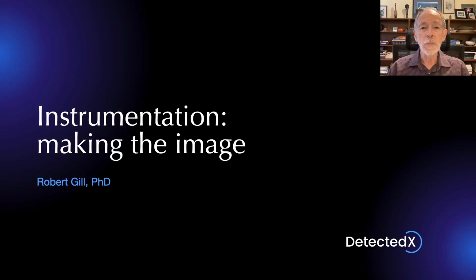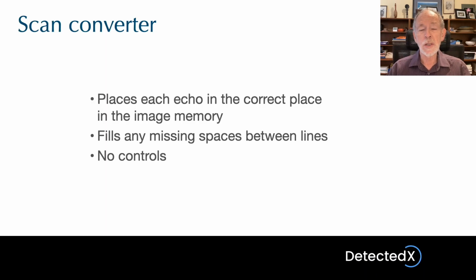Hello. In the previous lecture, I talked about how the echo signal is created and processed. In this lecture, I'll be covering the second half of the processing in the ultrasound machine, which takes the echo, positions it in the correct place, and builds up an image. The first component of the machine I'll be talking about is the scan converter.